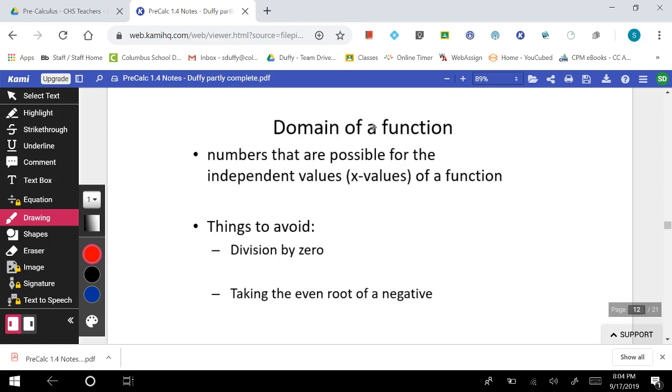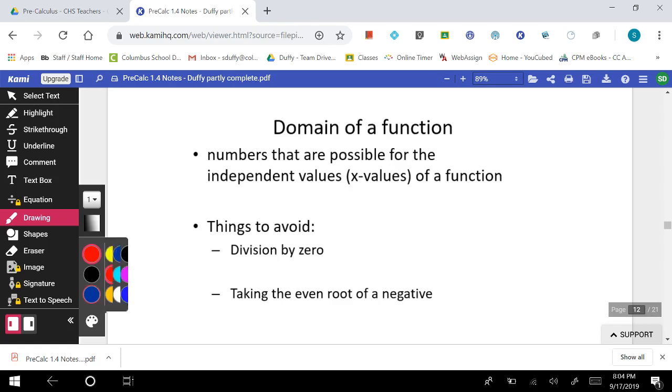So if we're trying to find the domain of a function, you are trying to find the numbers that are possible for the independent values or x values of a function. So what you're trying to avoid is division by 0 or taking the even root of a negative number.